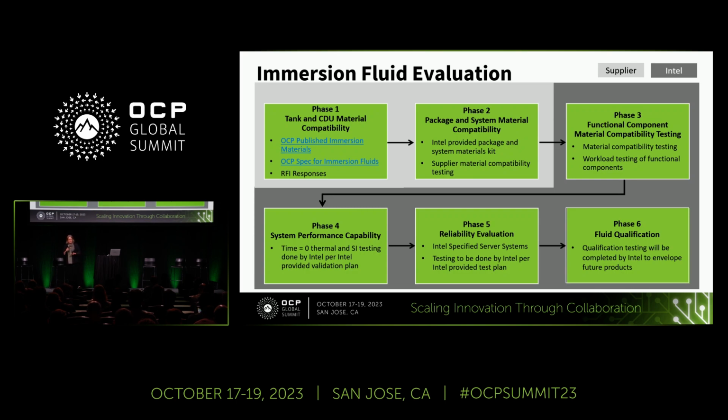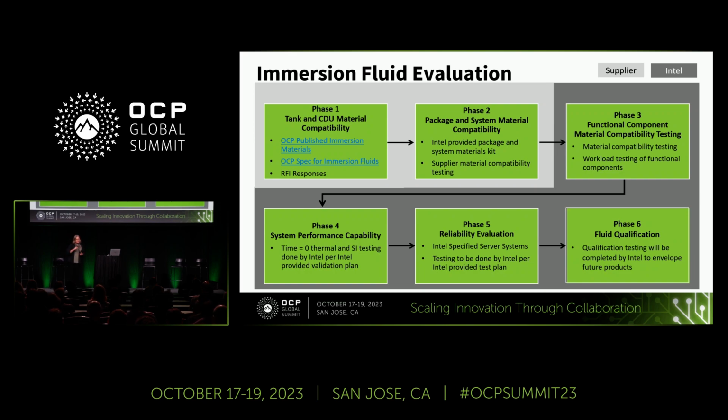Phase 5 is the reliability evaluation. We heard before lunch about reliability as well. We all know that this is a big factor in immersion, and we need to establish what those test methodologies are for reliability in the community in general. And then phase 6 is fluid qualification. So this is when, from an Intel perspective, we're also looking at including future products in the last step of evaluation.